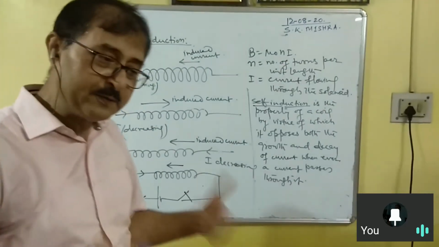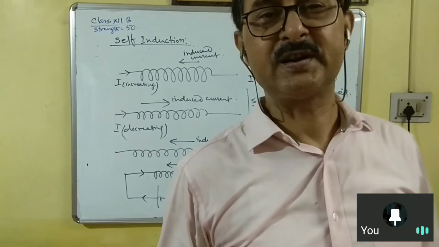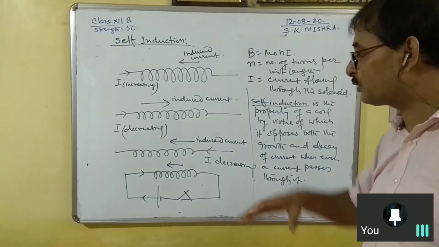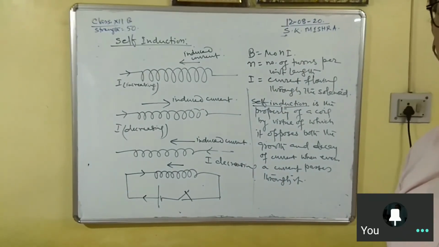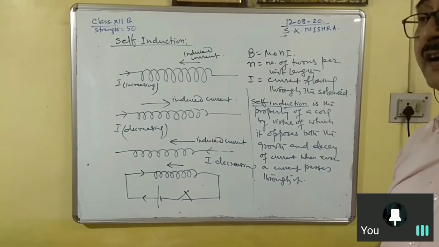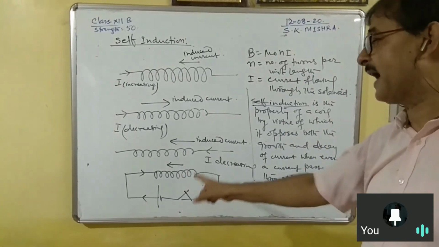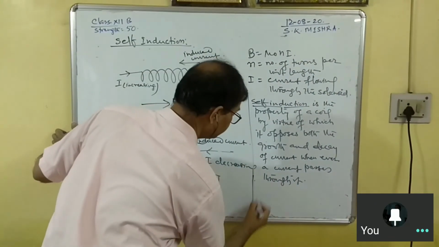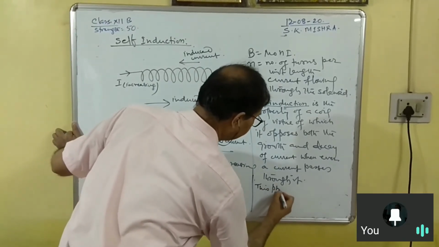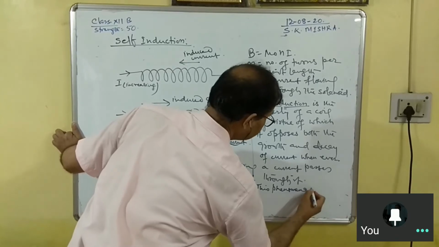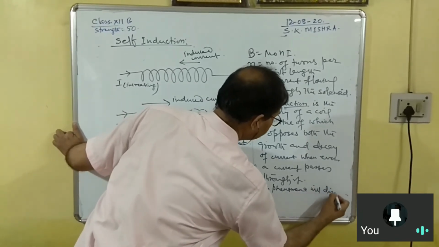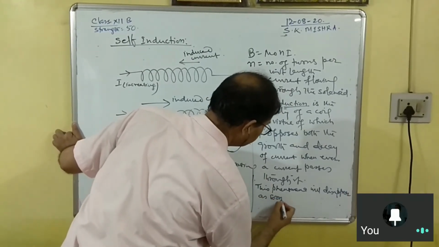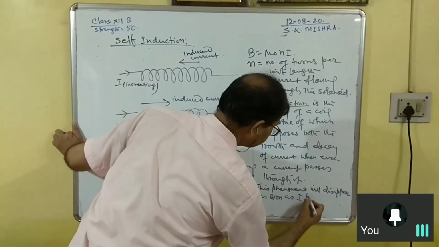So it is the property of a coil by virtue of which when a growing current or a decaying current is flowing in the circuit, then that growth or decay will be opposed. That particular property is called self-induction. Remember, this phenomena will disappear as soon as the current becomes maximum, attains its maximum value, becomes constant. This phenomena will disappear as soon as current I becomes constant.